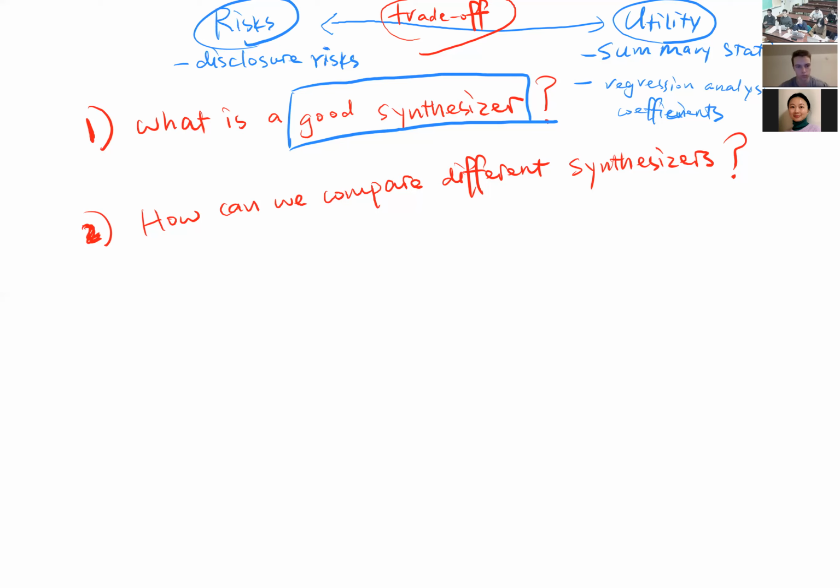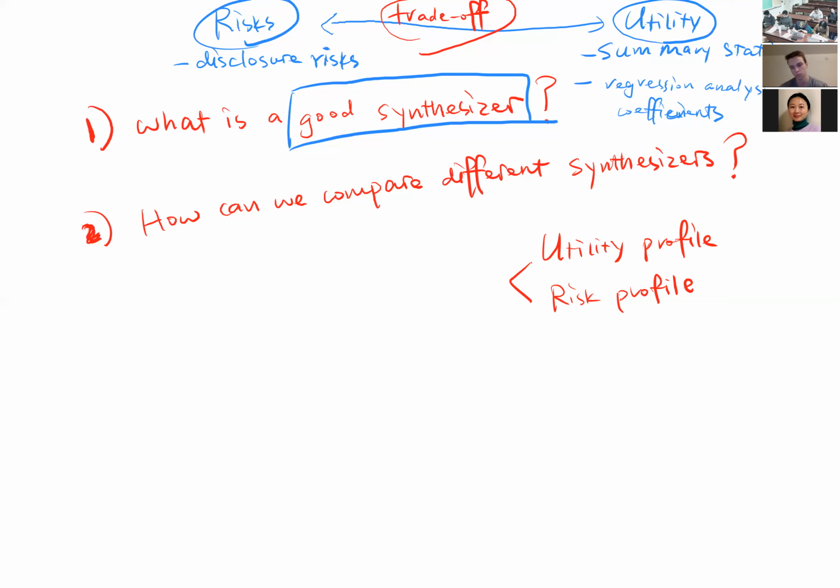And then come back to the second question, Harry's question: how do you compare different synthesizers? In practice, when people are trying to release some kind of microdata that they possess, they just try all kinds of synthesizers and evaluate what they call the utility profile and the risk profile of each synthetic data approach that you have. Okay, and then you have to strike the balance.